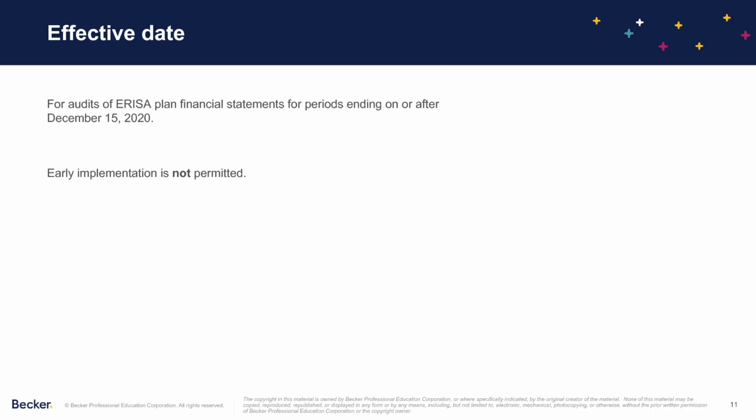These are for ERISA plan financial statements for periods ending on or after December 15, 2020. Early implementation is not permitted. Very similar to SAS 134, we want all the audit reports to come out at the same time using it. We don't want some on the old and some on the new, so it's going to be in all at the same time. This is also the same date as the new audit report for commercial entities. So everyone will be adopting this at the same time.